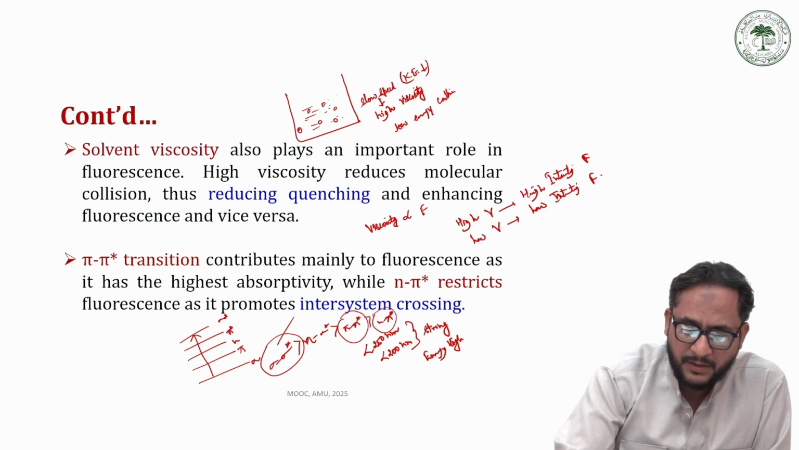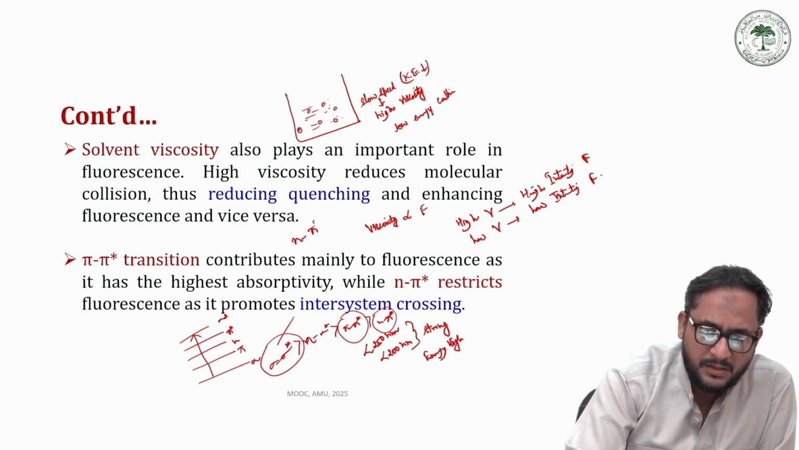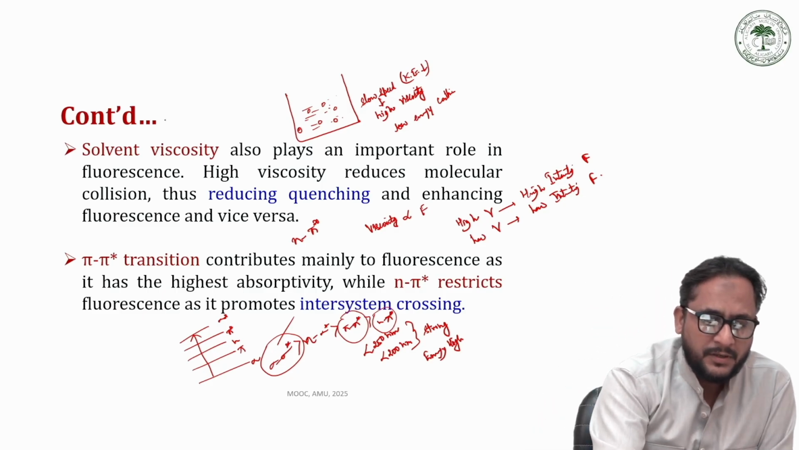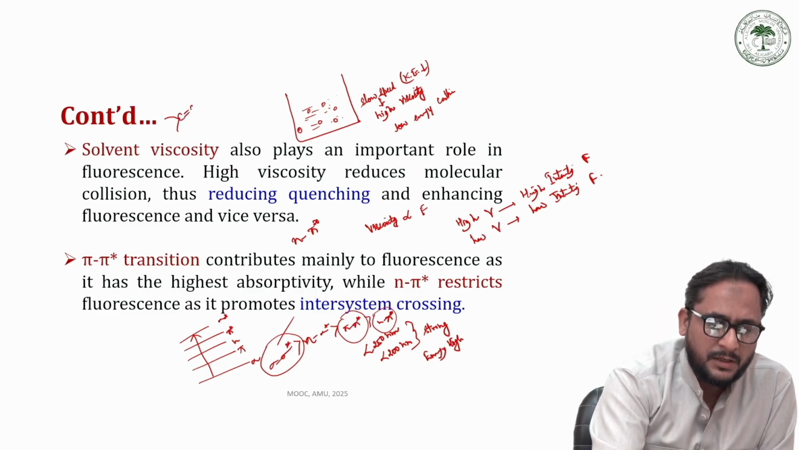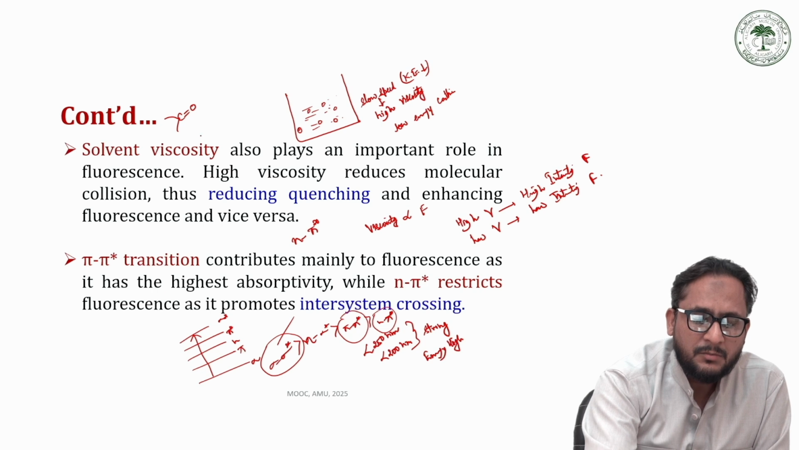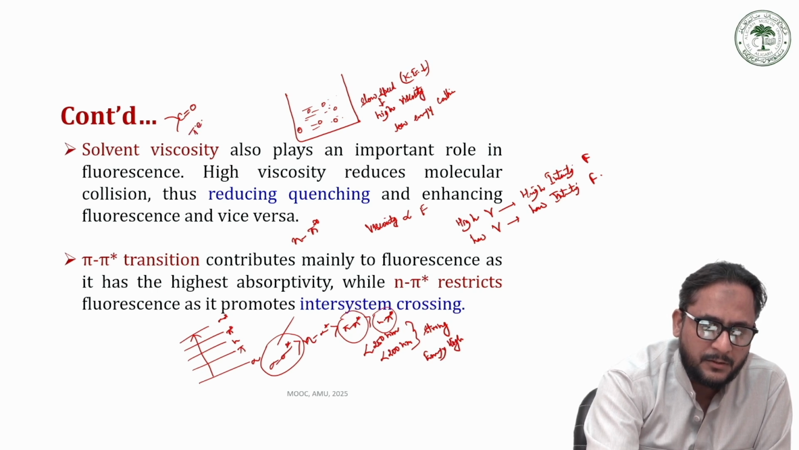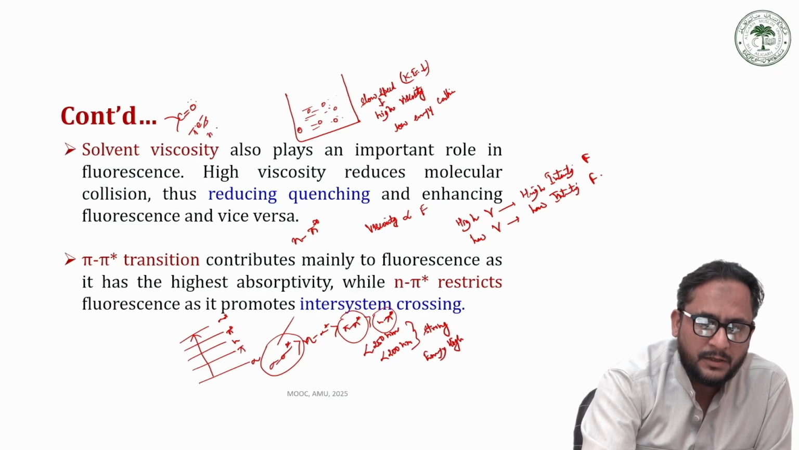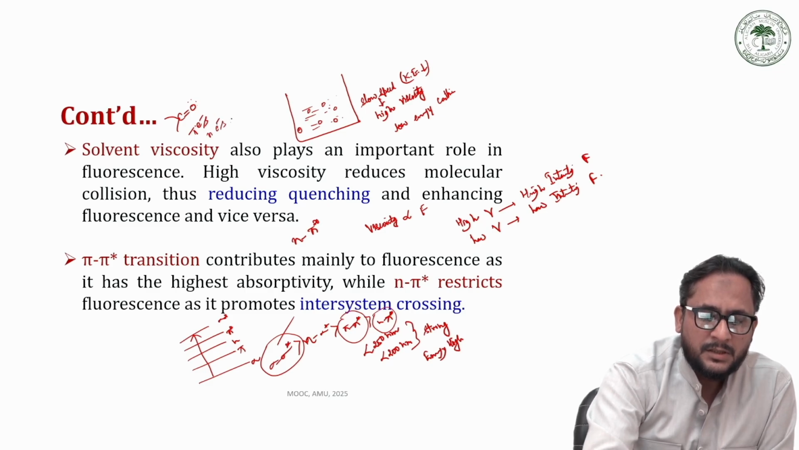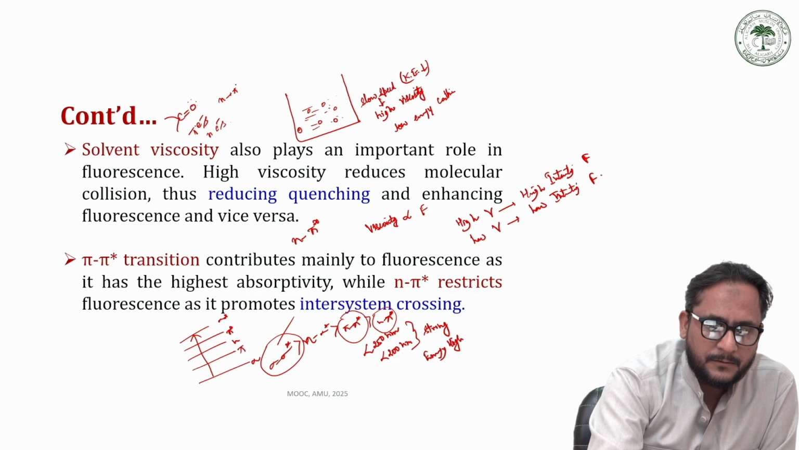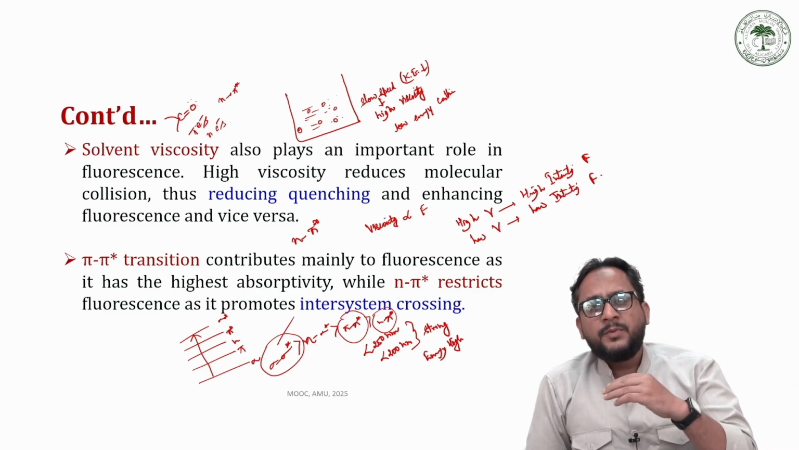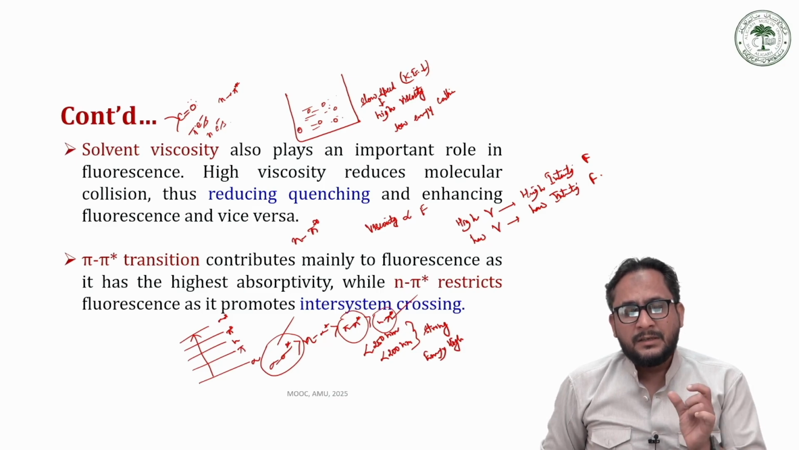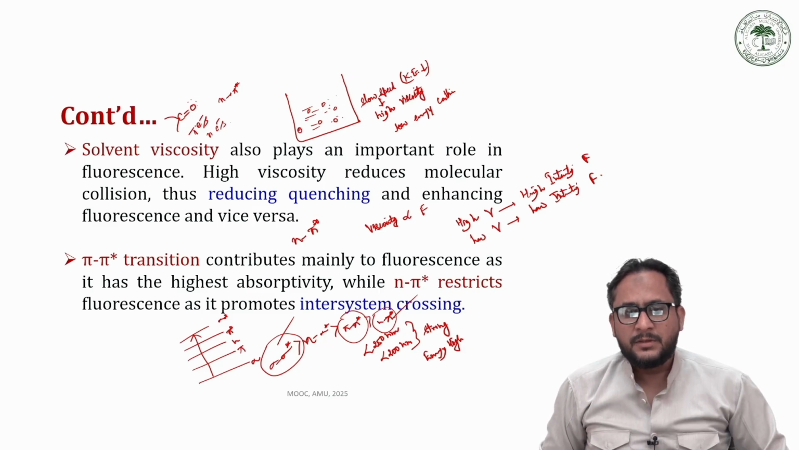But n to pi star transitions occur when we have a double bond in the sample and a heteroatom. For example, in a carbonyl compound, where carbon is attached to oxygen with a double bond, because of this double bond we have pi electrons here, and because of the heteroatom oxygen, it has two lone pairs of electrons, so we have n electrons over here. So in this particular case we observe an n to pi star transition, and the energy of the n to pi star transition is very low. So when an n to pi star transition occurs, a very low amount of energy is absorbed.